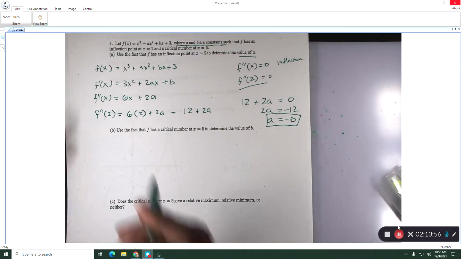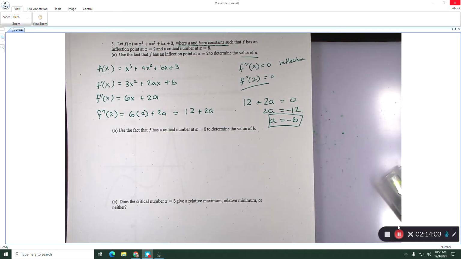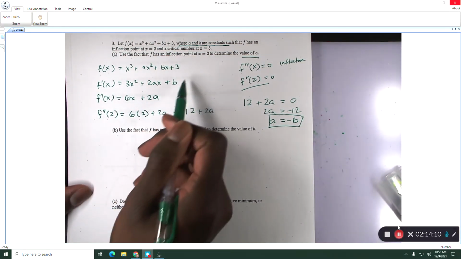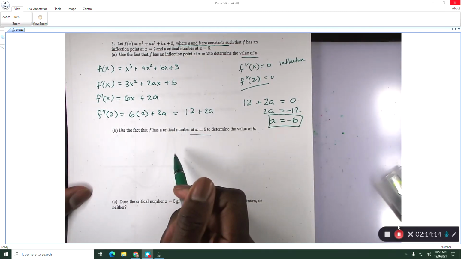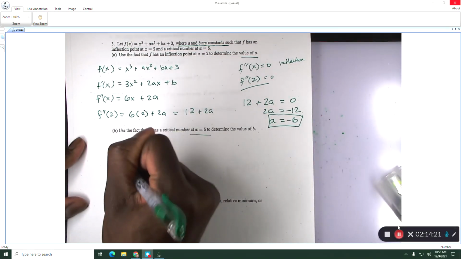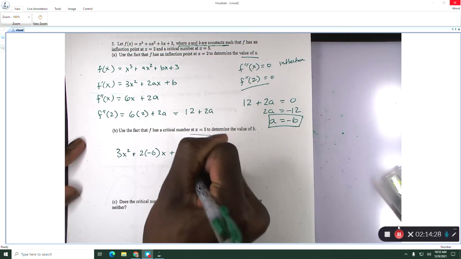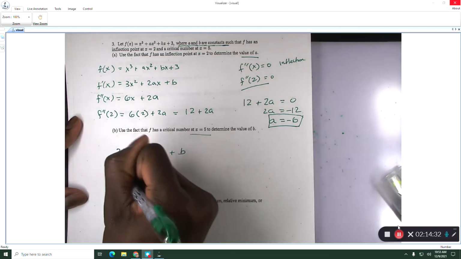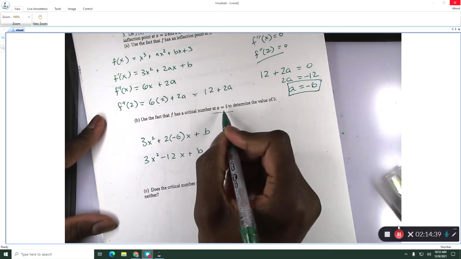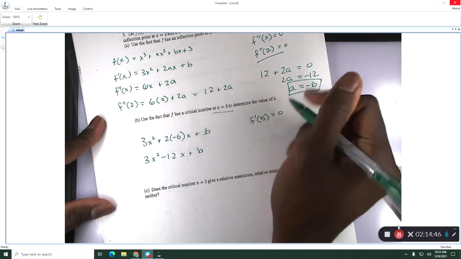So next, it says use the fact that f has a critical number at x equals 5 to determine the value of b. Now that we know a, we can find b. But f double prime of x has no b. All right? And then also, we know that it's a critical number at x equals 5. Right? That can be either a maximum or minimum for us. In this second part, we're going to plug a into this function. And so we get 3x squared minus 12x plus b. And because we know x equals 5 is where we have a critical point, let's just say f prime of 5 equals 0.